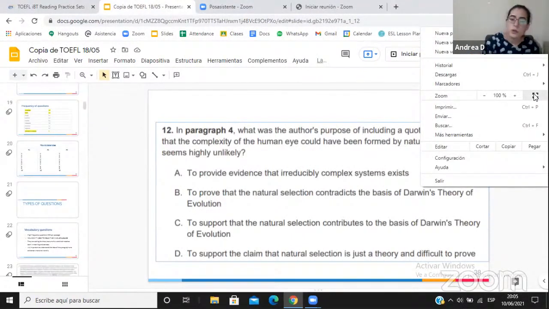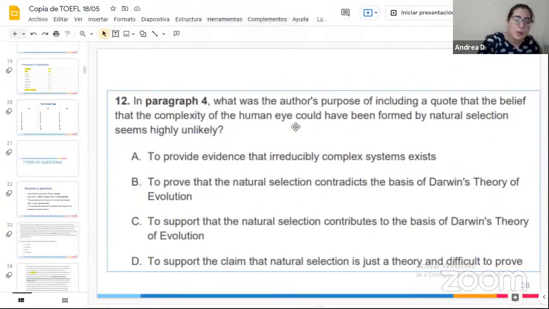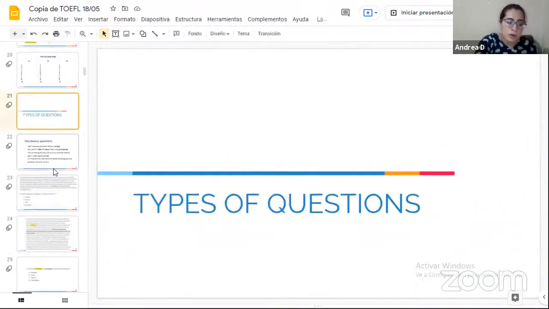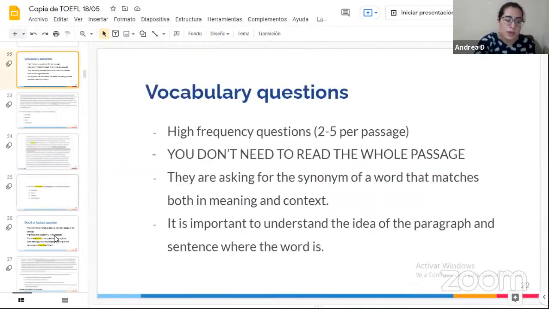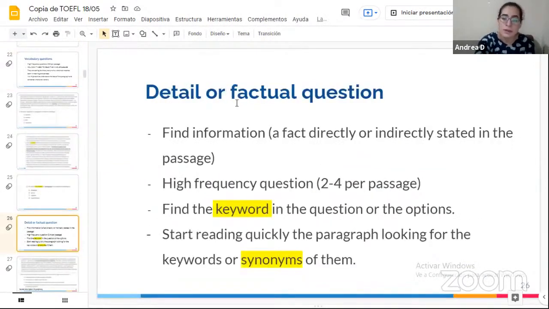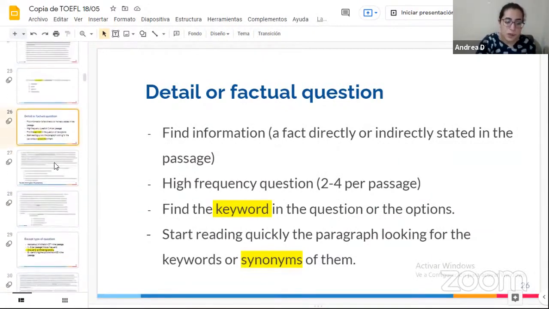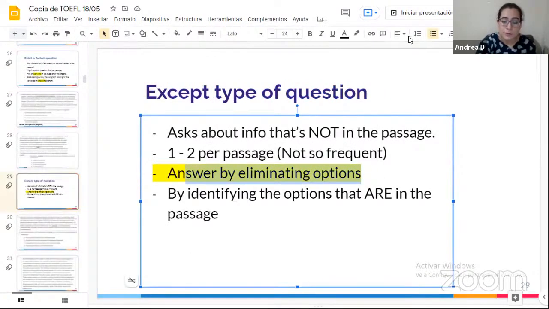Okay, guys. So today we're going to continue with the reading section. Last class we went through two types of questions, right? We have seen vocabulary questions and we have finished off with detailed questions. So I know we took a lot of time there. Today we're not going to do the same thing. We're going to hurry a bit so that we can finish all the types of questions that we have. So let's start right off with the except type of question.